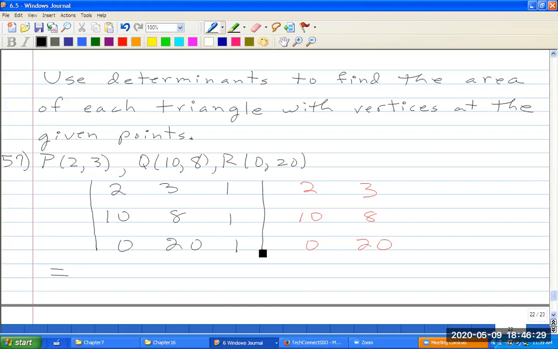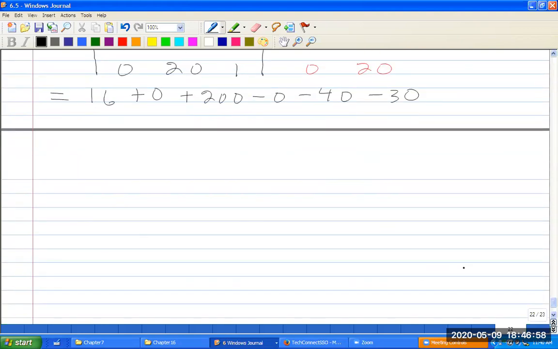So let's multiply. I get 16 plus 0 plus 200 minus 0 minus 40 minus 30. And so that is 200 minus 70 is 130, plus 16 is 146. Oh, okay, good.